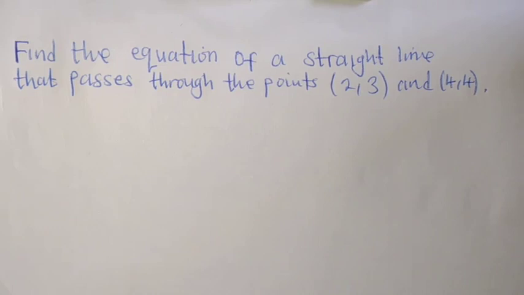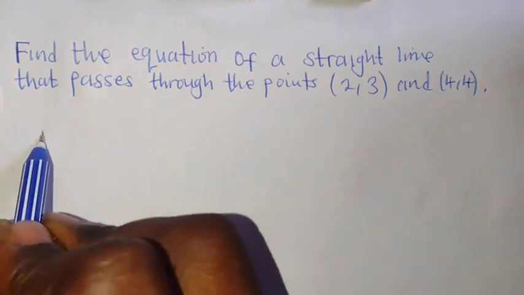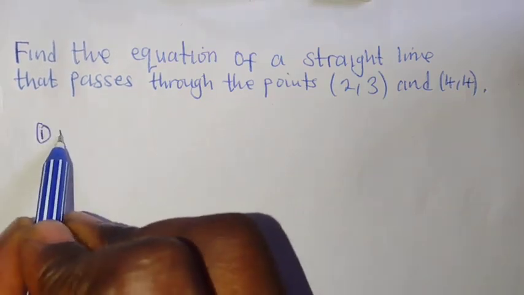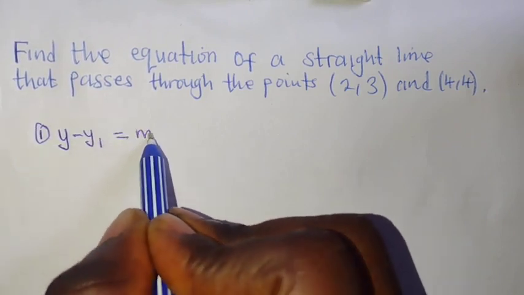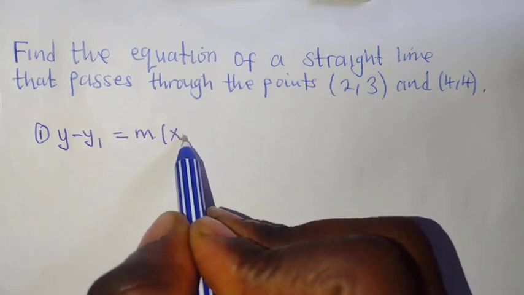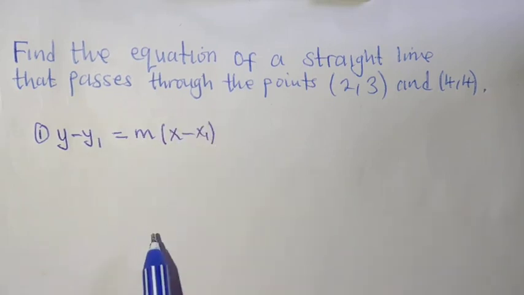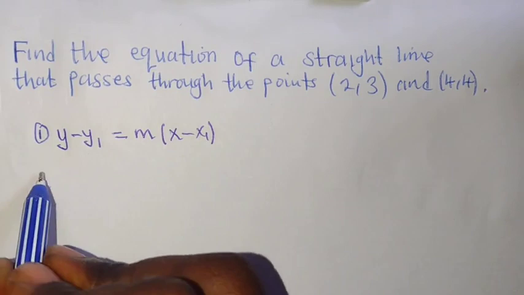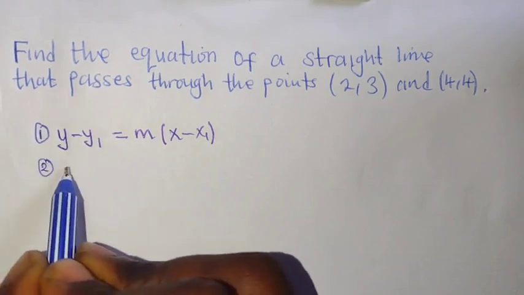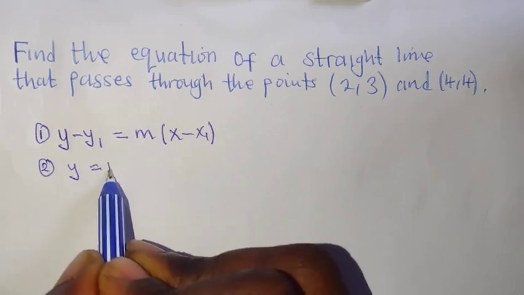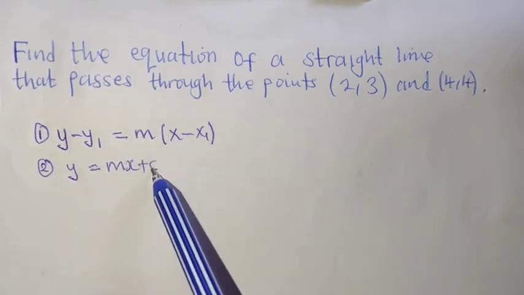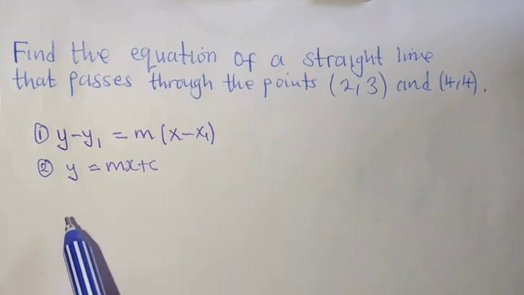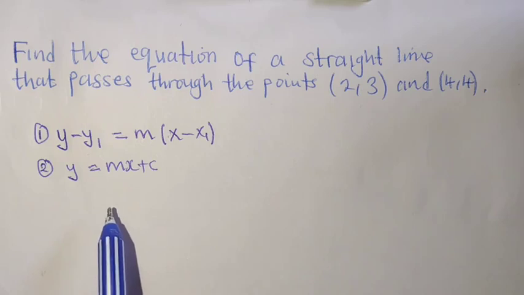There are 2 formulas that you can use. You can either use the first formula, which is y minus y1 equals m in brackets x minus x1. Or you can use the other formula, which is y equals mx plus c. Whether you use this formula or this one, you get the same answer. So let's see how we can answer it, okay?